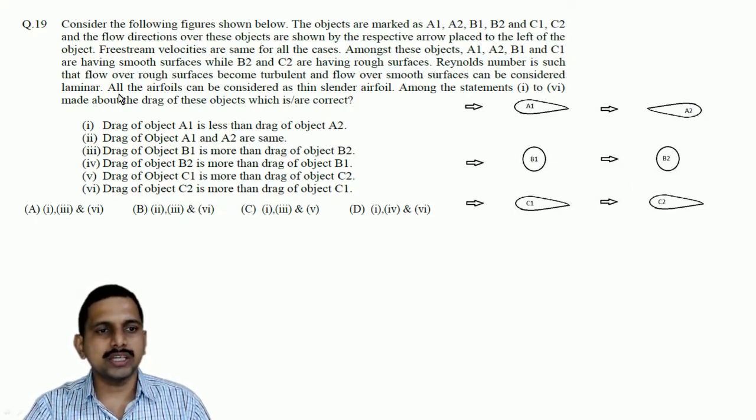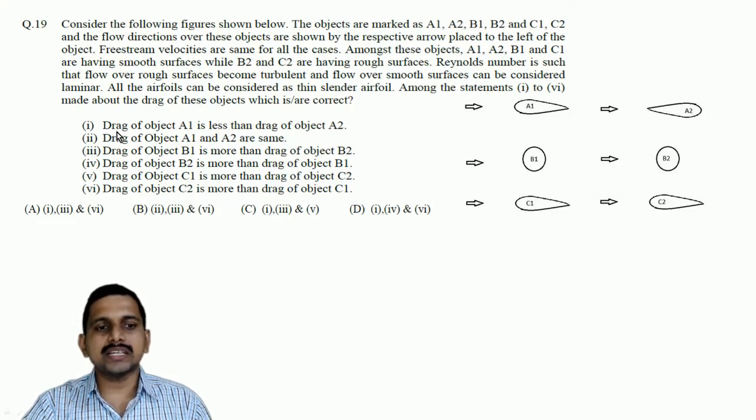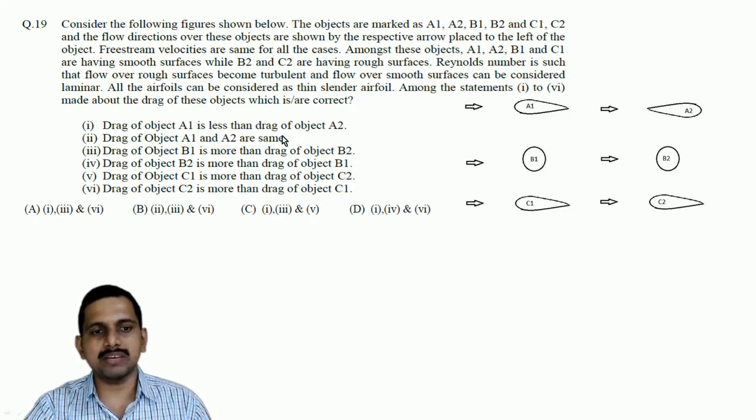Reynolds number is such that the flow over the rough surfaces becomes turbulent and flow over a smooth surface can be considered as laminar. All the airfoils can be considered as thin slender airfoils. Among the statements 1 to 6 made about drag of these objects, which is or are correct? Now the statements are like this: drag of object A1 is less than that of A2, or drag of objects A1 and A2 are the same. So let us see 1 and 2. Which is correct among 1 and 2?